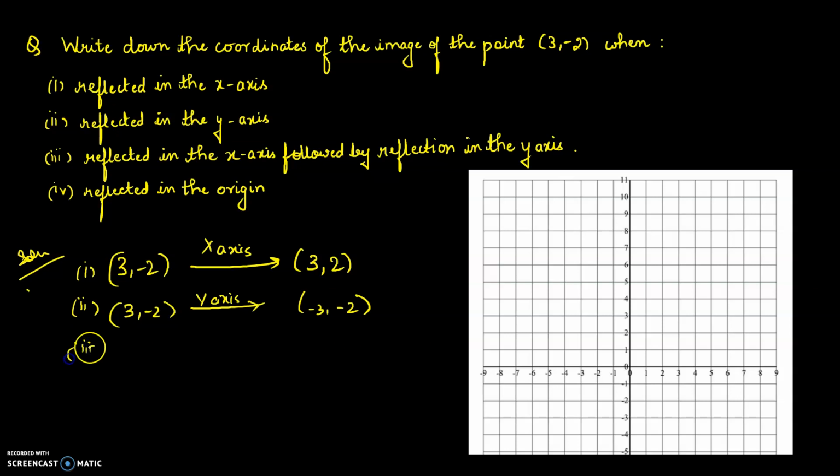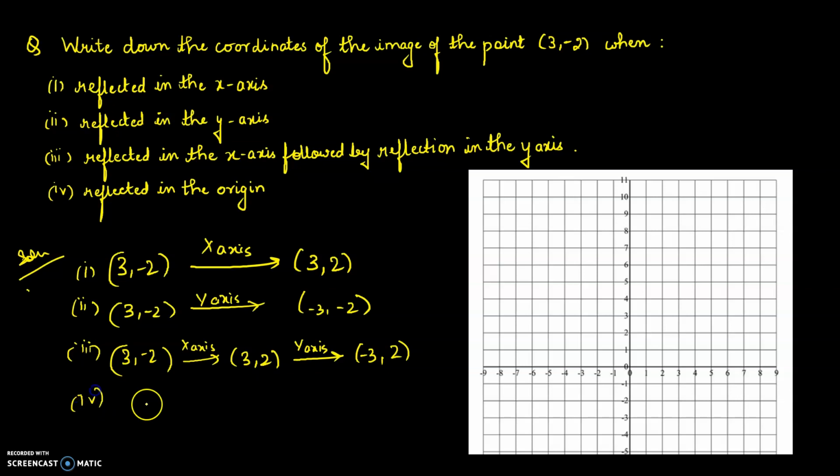Third part is reflected in the x-axis followed by reflection in the y-axis. First we will reflect this 3, -2 in the x-axis. So this will be 3, 2. And then we have to reflect this in the y-axis. So y will remain the same and 3 will change its sign. So -3, 2 will be the answer of the third part.